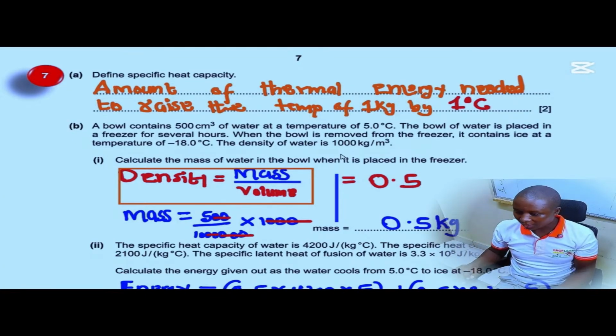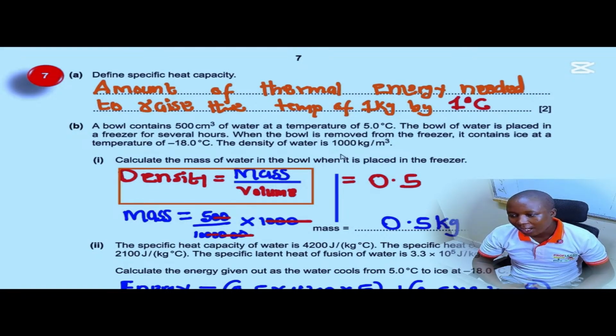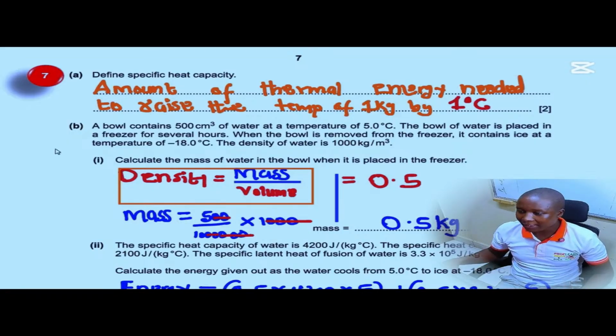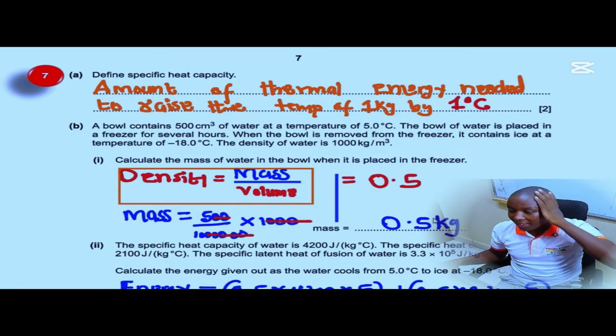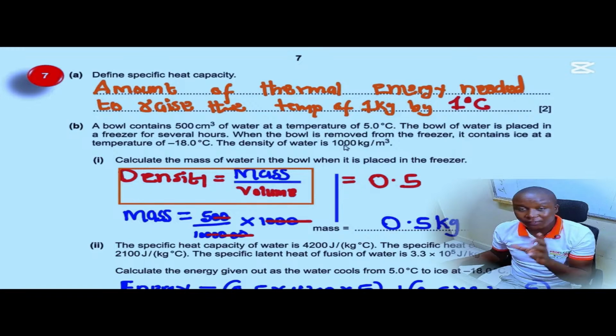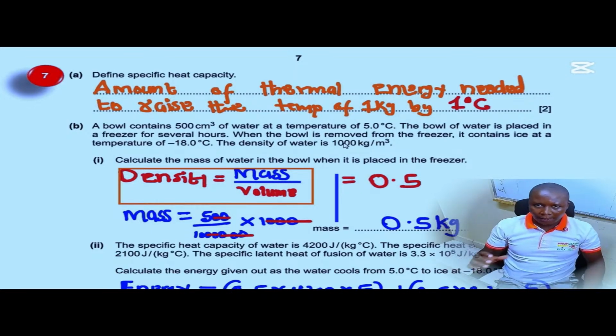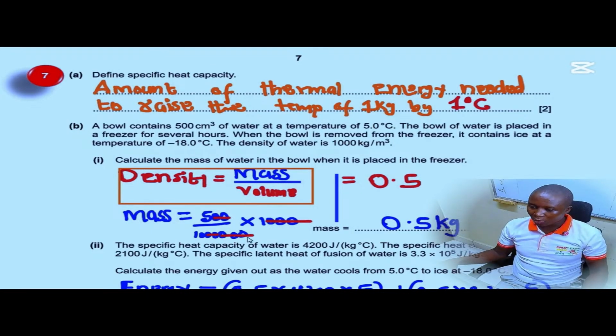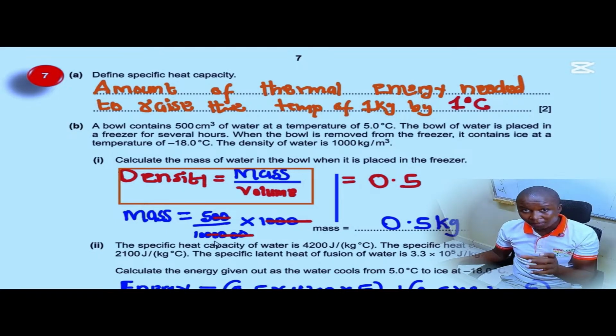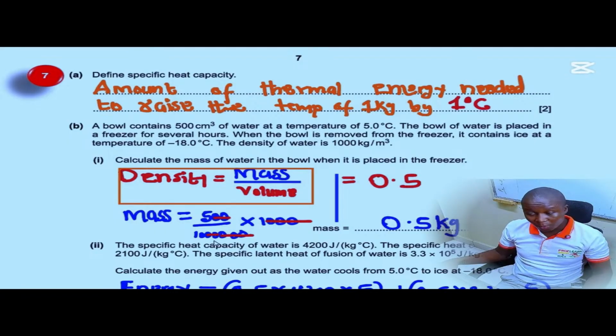Then you are told here a question whereby you're supposed to use density to calculate the mass. We understand that density is equal to mass over volume. Yes. And then now the mass is calculated in kg here, but you need to remember that the density was given in kilograms per cubic meter, and the volume is given in cubic centimeters. So we are going to divide by a million in order to convert cubic centimeters to cubic meters, so that you can multiply by the density for us to get the mass to be 0.5 kg.